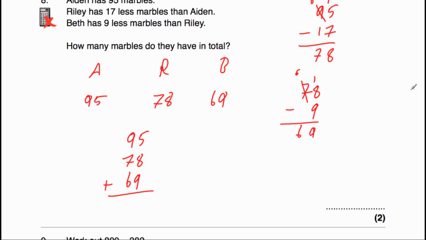So whenever we add these, we get 5 plus 8 is equal to 13, plus 9 is equal to 22. So let's put our 2 down, carry our 2. 9 plus 7 is equal to 16, plus 6 is equal to 22, plus 2 is equal to 24. So the answer would be 242 marbles.